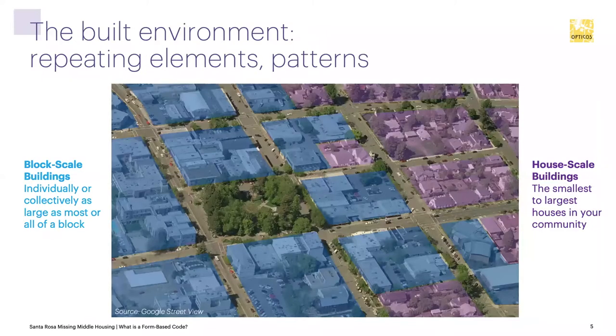So it's really important to understand the form-based approach by understanding that, at the end of the day, there are two categories of buildings. You could say, well, Tony, I've observed 35 different types of buildings, and that's true. But I learned this from an architect named Stefanos Polyzoides that I worked for about 20 years ago, and he taught me this, that there are two categories of buildings you can see on the screen. They all sort into one of these two categories. Buildings that are individually or collectively as large as most or all of a block scale, or buildings that are the size of detached houses, with front, side, and rear yards. From the smallest cottage to the biggest mansion, that would be house scale.